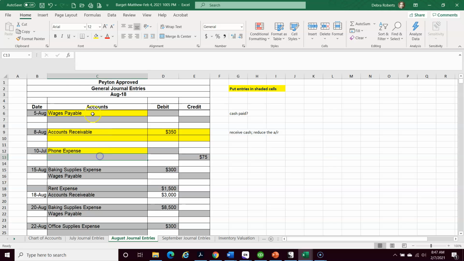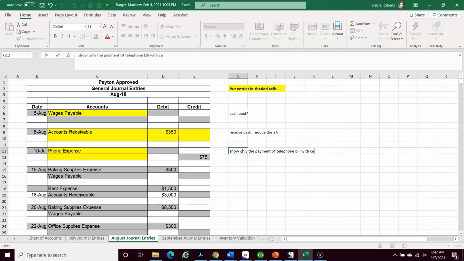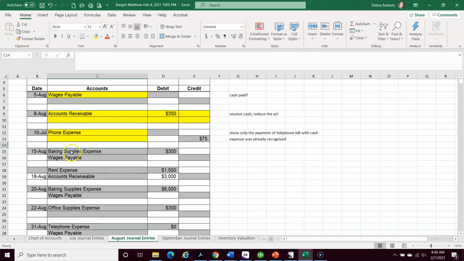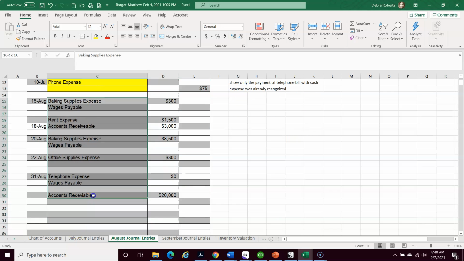Phone expense does not need to be recorded here. What's going to happen is you're going to show the payment. Show only the payment. This expense was already recognized. And I'm going to highlight the rest of these because they're pretty much a duplication of what we talked about before.